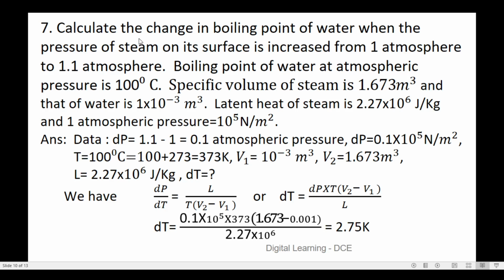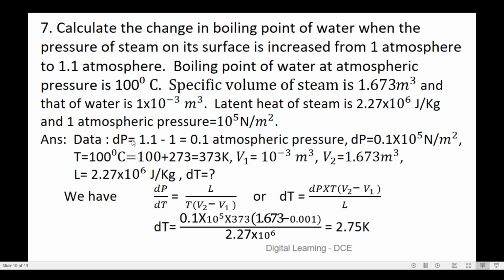Next problem: calculate the change in boiling point of water when the pressure of steam on its surface is increased from 1 atmosphere to 1.1 atmosphere. Boiling point of water at atmospheric pressure is 100 degrees Celsius. Specific volume of steam is 1.673 meter cube and that of water is 1 into 10 power minus 3 meter cube. Latent heat of steam is 2.27 into 10 power 6 joule per kg, and 1 atmospheric pressure equals 10 to the power of 5 Newton per meter square.